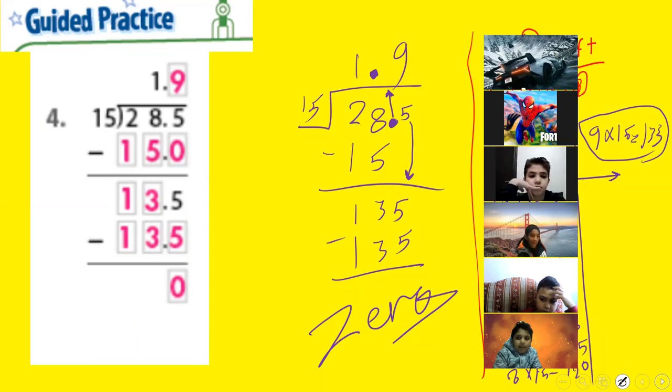Our project this semester will be about fractions. What are fractions? How to form fractions? Equivalent fractions, generating equivalent fractions, adding, subtracting, multiplying, and dividing fractions. This is our topic this semester. Mr. Waleed, we did not study any lesson about fractions. Sure, the next lesson after division will be about fractions.